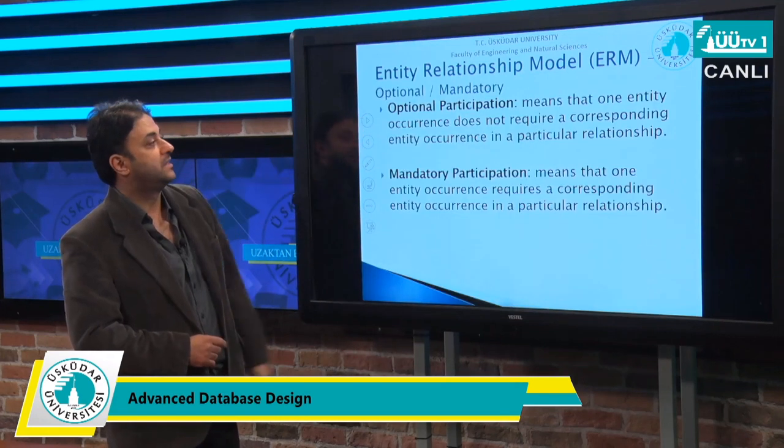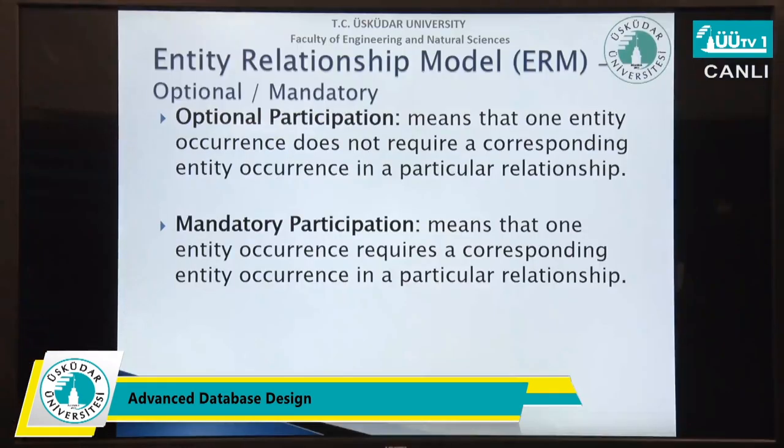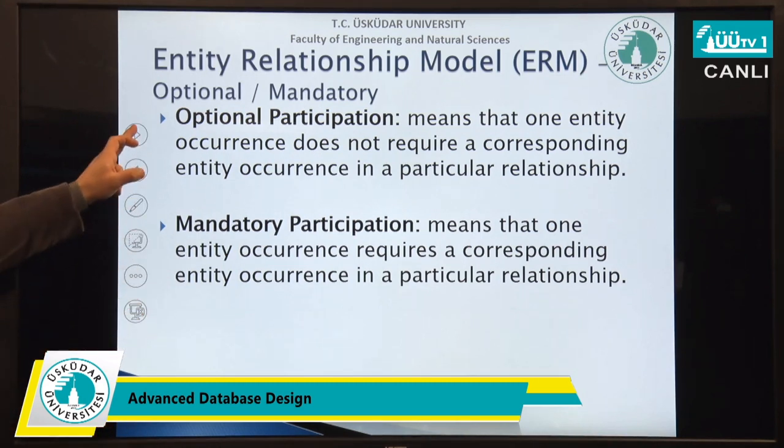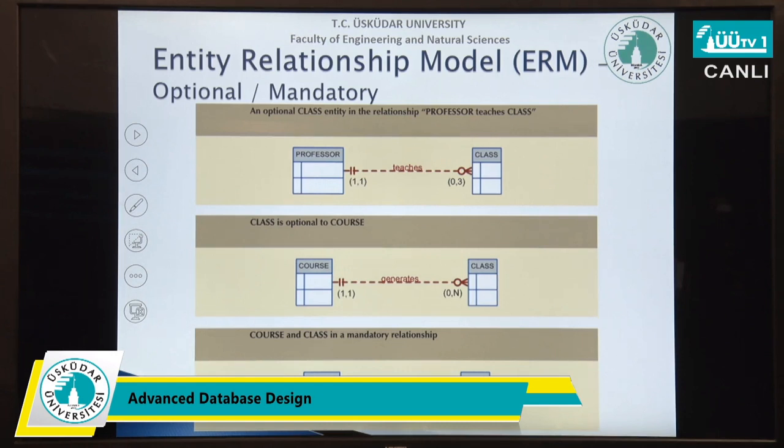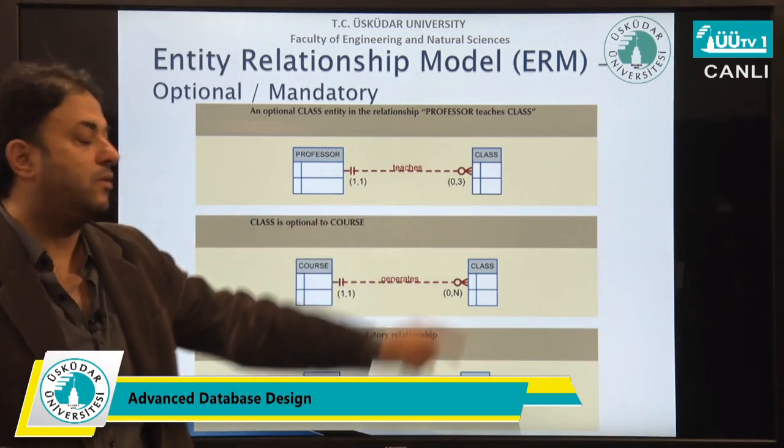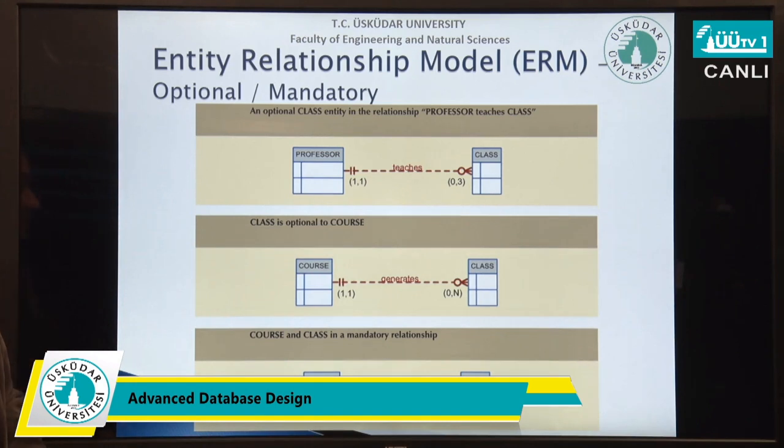Now, let's go for cardinality. Okay, so we have some issues about the cardinality. Now, optional participation means the relationship between the 2 entities might appear in the second one and might not. So this is optional. Mandatory means it should appear in the second entity. Okay, so if you look at this, look at the zero here. Zero means optional, and anything else is mandatory.